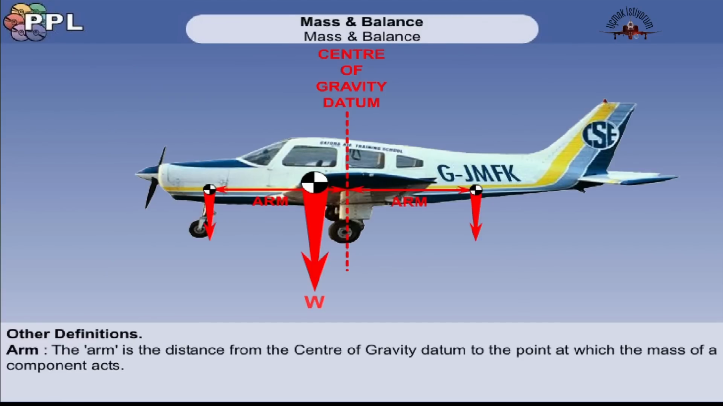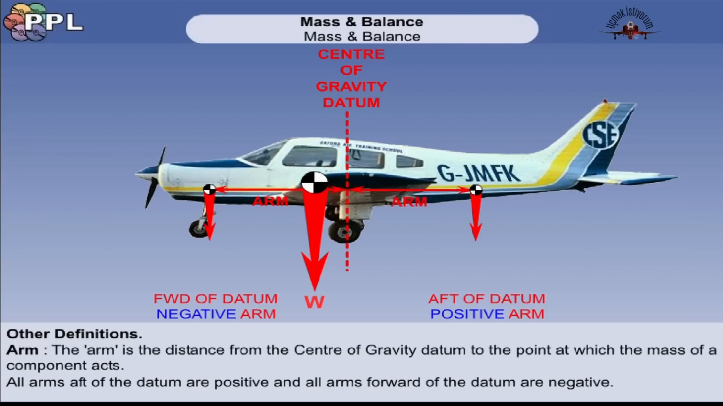The arm is the distance from the center of gravity datum to the point at which the mass of a component acts, the center of gravity of the component. By convention, all arms aft or behind the datum are positive, and all arms forward of the datum are negative.